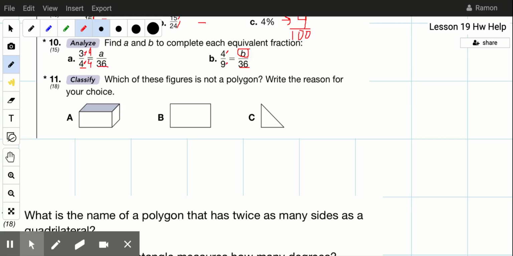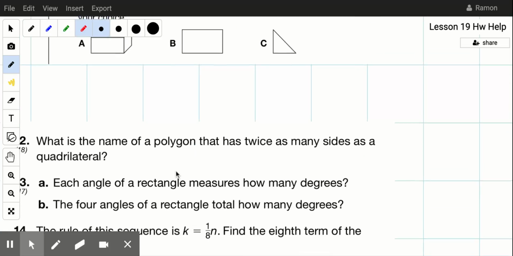11. Which of these figures is not a polygon? Write the reason for your choice. Remember that polygons are two-dimensional surfaces that have vertices, sides, and are enclosed. So which one of these is not a polygon and why?